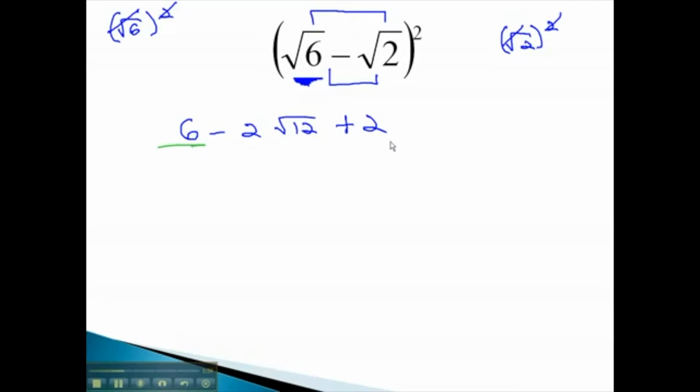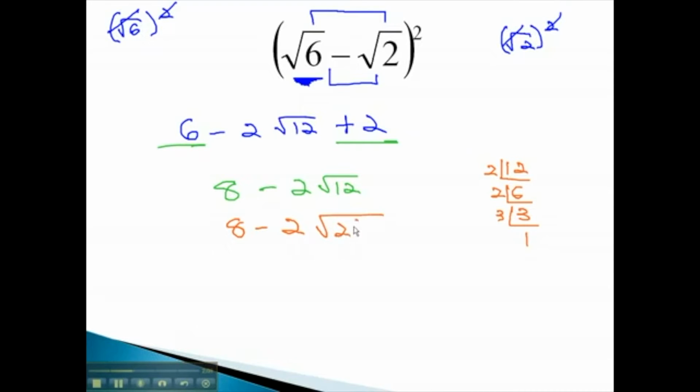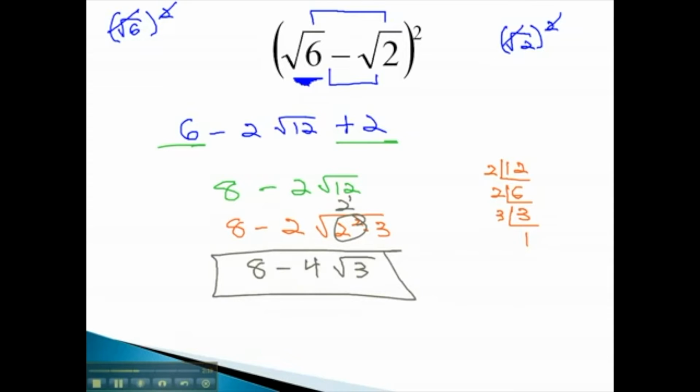When we combine like terms, 6 plus 2 is 8, minus 2 root 12. We also want to simplify that root 12. The prime factorization of 12 can be quickly calculated to be 2 squared times 3. 8 minus 2 root 2 squared times 3. And then we can take the 2 squared out as a 2 to the first power. We now have 8 minus 4 square root of 3 for our final answer.